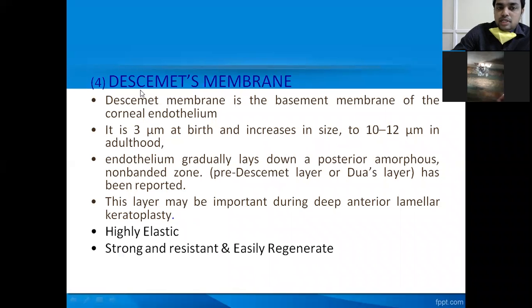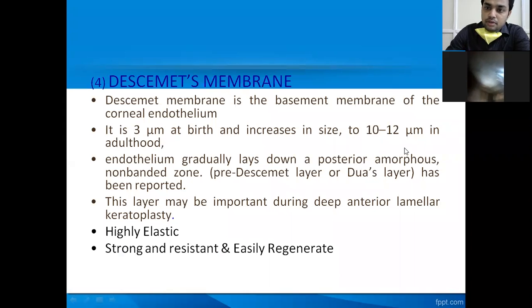So next layer is Descemet's membrane. Descemet's membrane is a basement membrane of the corneal endothelium. It is 3 micrometers at birth and increases in size to 10 to 12 micrometers in adulthood. So endothelium gradually lays down a posterior amorphous non-banded zone. We call it the pre-Descemet layer, or Dua's layer. This layer is important during surgeries like deep anterior lamellar keratoplasty.